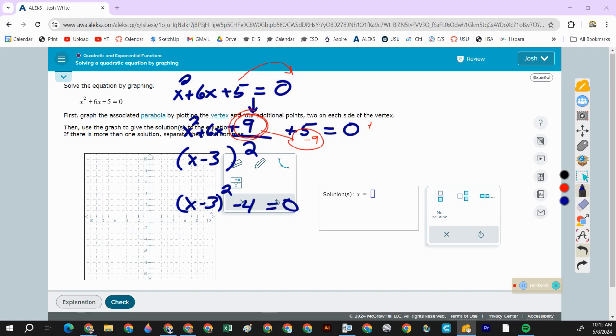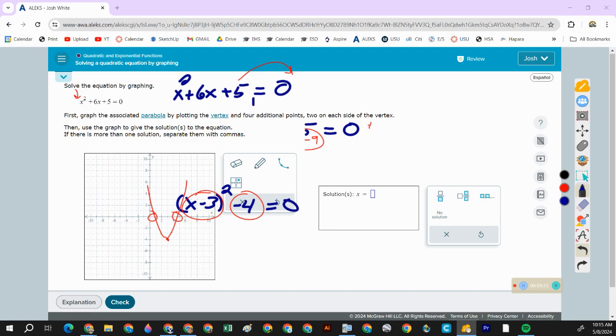And now I know where the vertex is. The vertex is going to be 3, negative 4. So right 3 and down 4. That's my vertex. And the leading coefficient is a 1. So it's over 1, up 1, over 1, up 1, over 2, up 4, over 2, up 4. And then when I draw that parabola, it will tell me where it hits the x-axis.